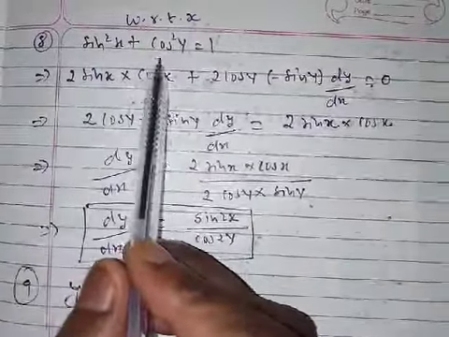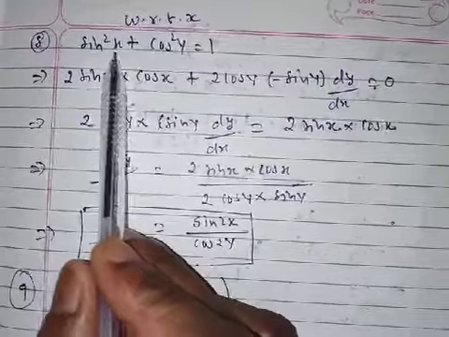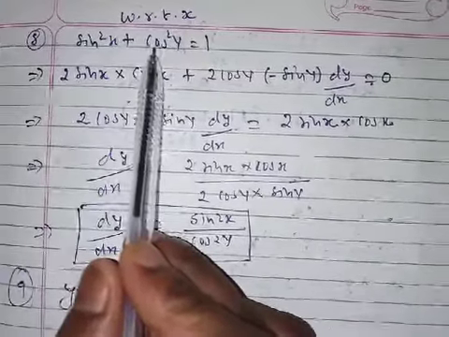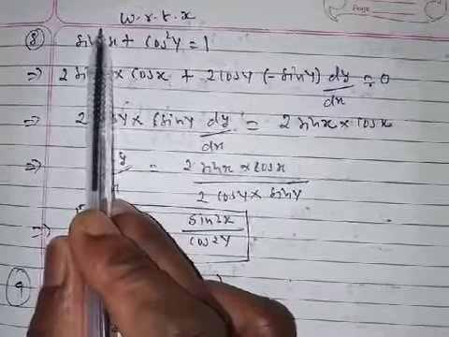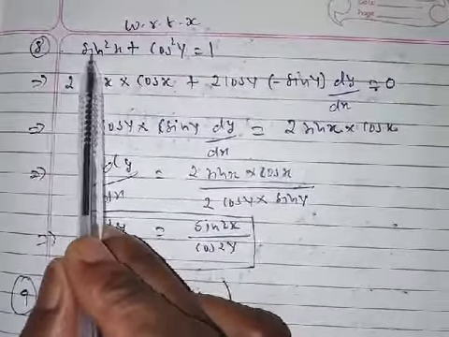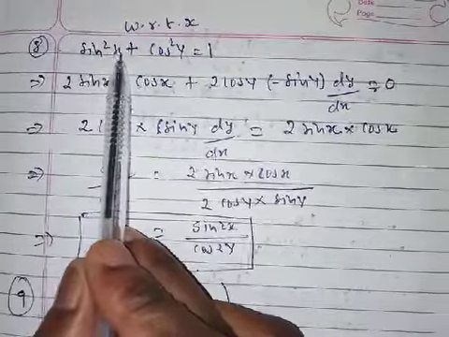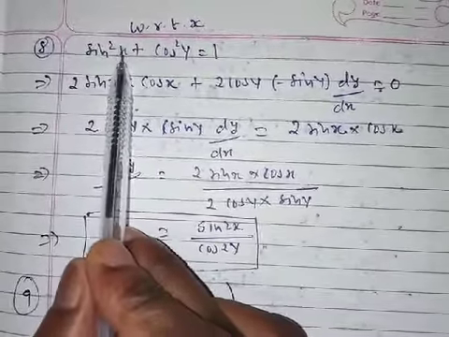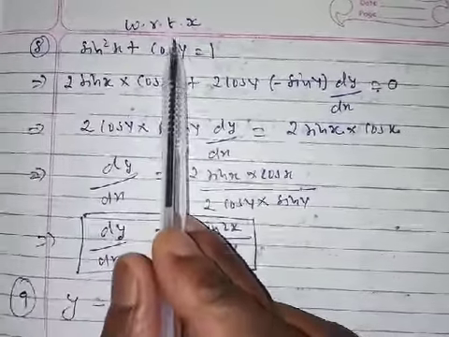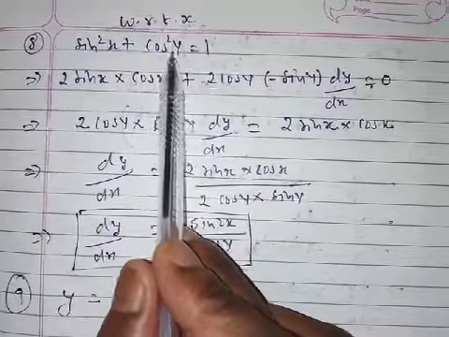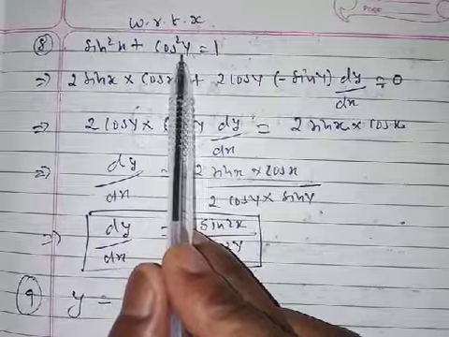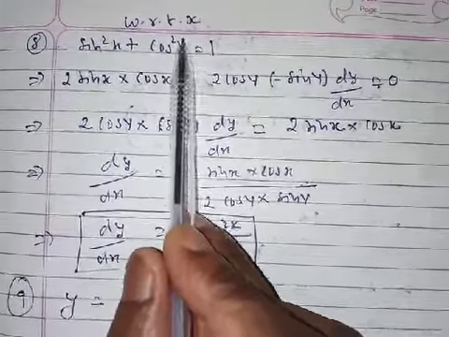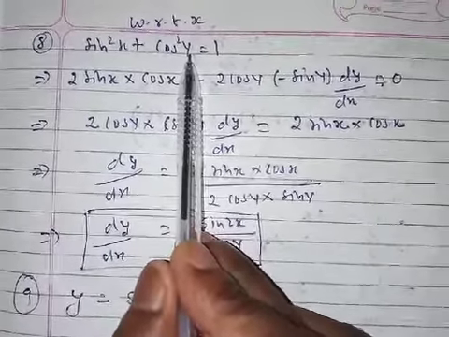Let's start with the 8th sum. Here sin square x plus cos square y is equal to 1. So again, first with respect to power, then with respect to function, and then with respect to theta. Theta is x here, so its derivative is 1 only. With respect to power 2 cos y, with respect to the cos function it is minus sine y, and with y, dy by dx, is equal to 0.